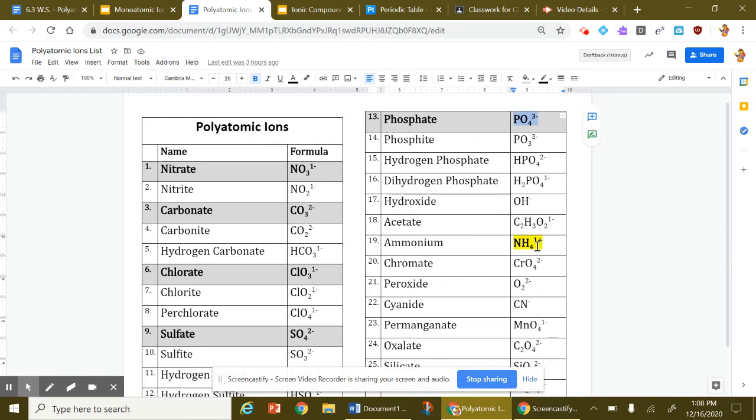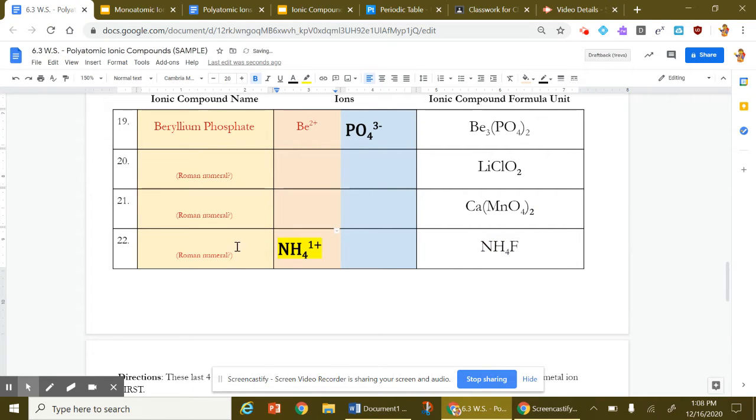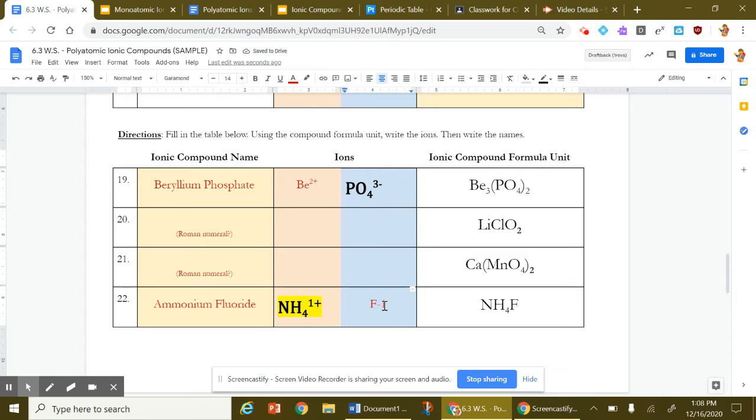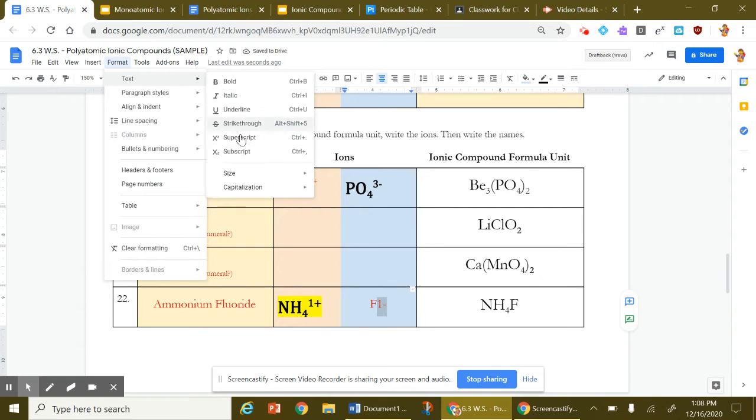So NH4. What is that? NH4 is ammonium. So this positive ion is ammonium, which doesn't need a Roman numeral because we know it's charged right there. +1. And F is fluoride. I know you, fluoride. You have a 1 minus charge. Bing, bang, boom. Done. Format, text, superscript.